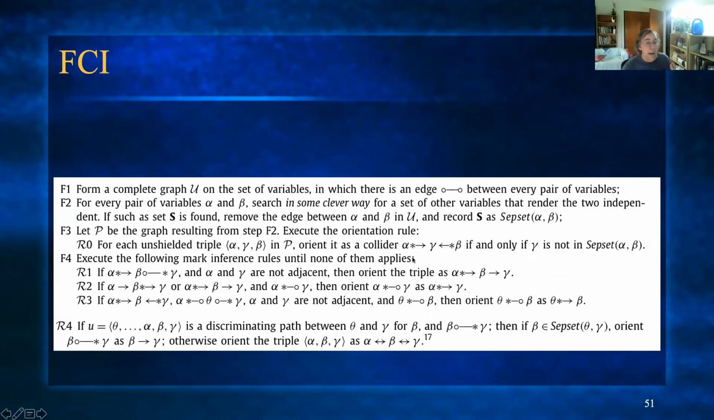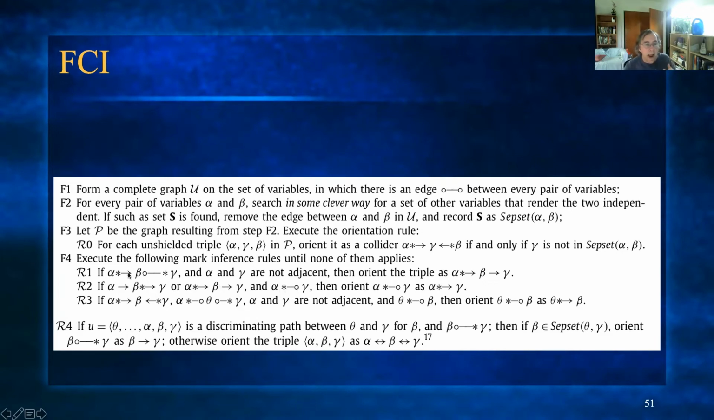But here we have different kinds of edges that have arrowheads. So this might be a circle, it might be a tail, it might be an arrowhead. We don't care what it is. Whatever it is, we're going to leave it alone and just put in arrowheads here. So this is still very similar to PC. Then we have more orientation steps, which again look very similar to PC, but are slightly different.